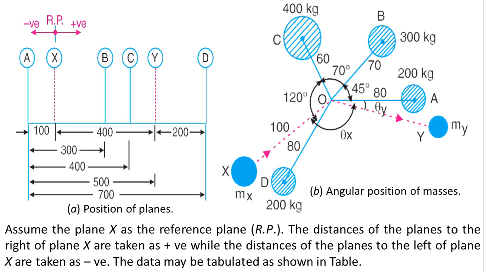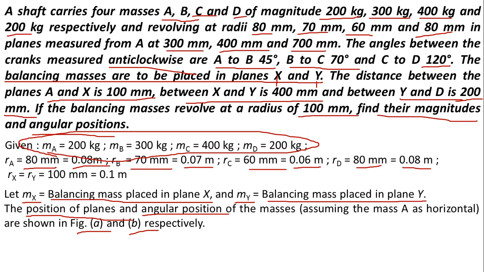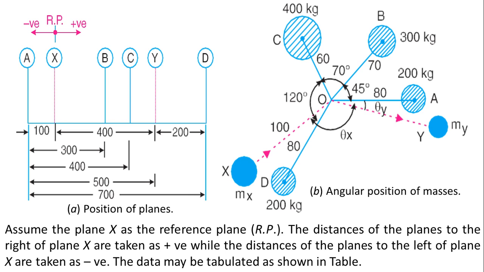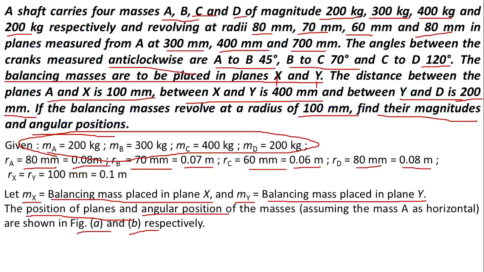So from A, the values for the masses B, C and D are 300, 400 and 700. Okay. So from A, B is 300, from A the C is 400, and the D from A is 700. So this is first given in the first line.